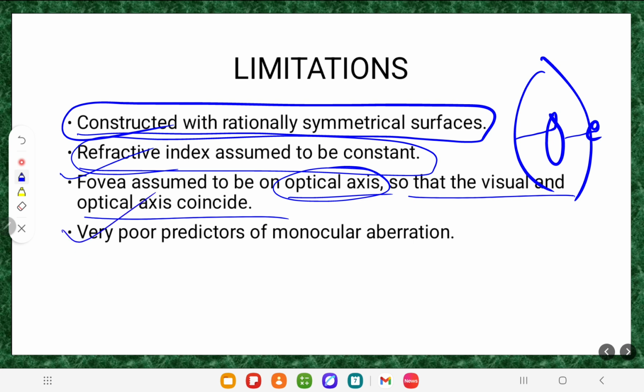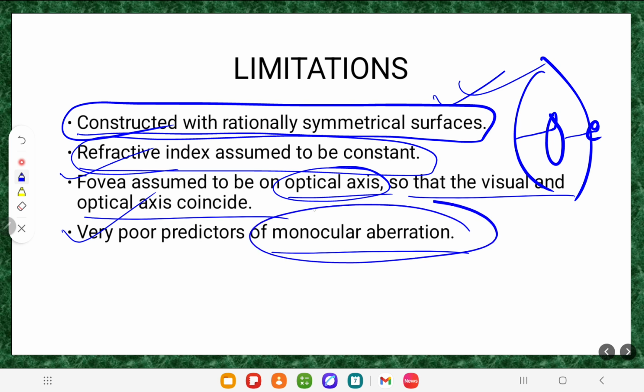It is a very poor predictor of monocular aberration, because we consider everything as ideal. Monocular aberration is very poorly predicted, but in the actual eye there is an aberration component. So it's quite difficult to study aberration in the schematic eye too.